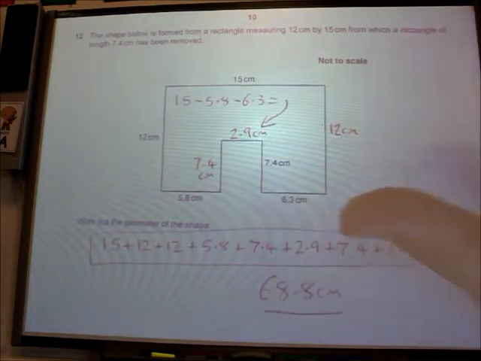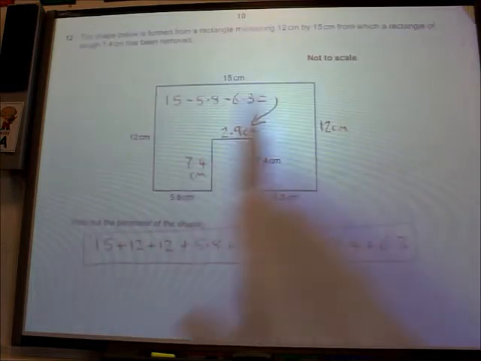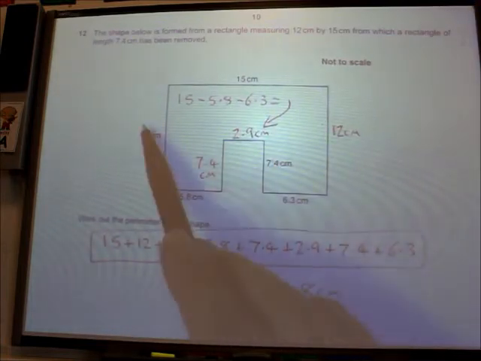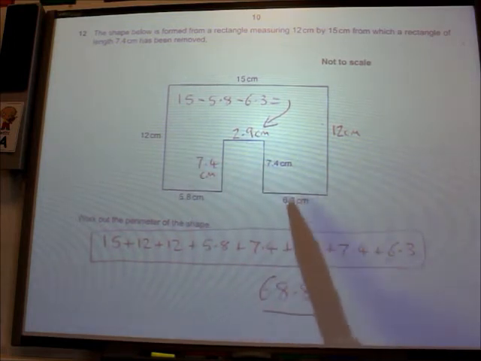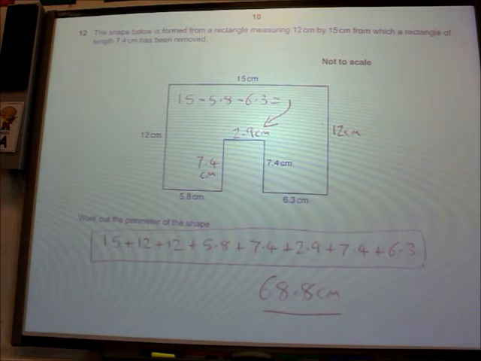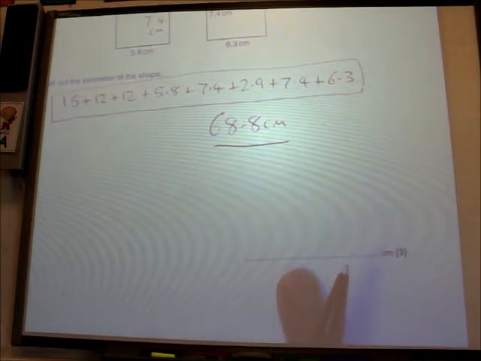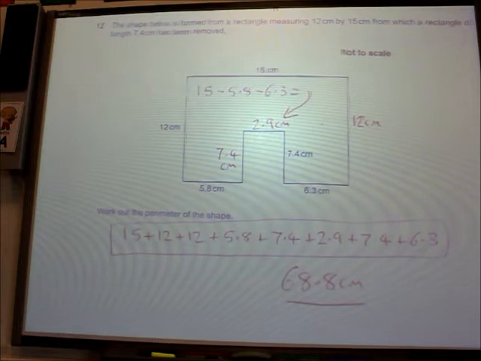I really strongly suggest you go around and label this when you're doing it, just to make it easier so the examiner can see what you're doing. So the perimeter is all of these added up. So 15, add 12, add 12, add 5.8, add 7.4, add 2.9, add 7.4, add 6.3, gives you 68.8 centimetres. I'll leave that there. That's all the workings I've done for it. Obviously I should put that down there on the answer line, but I'm just doing it there so you can see it all on one page, I hope.